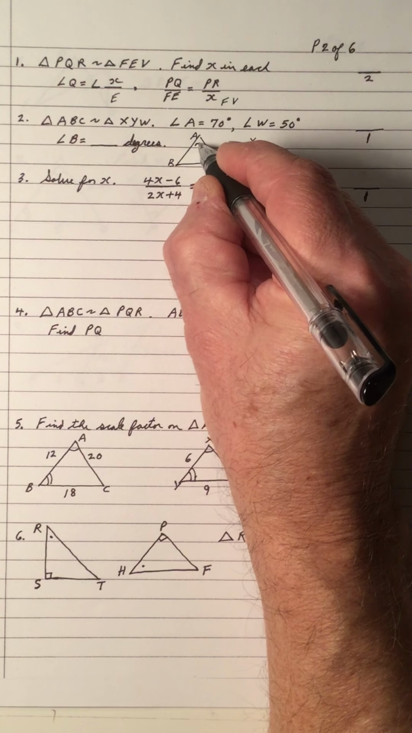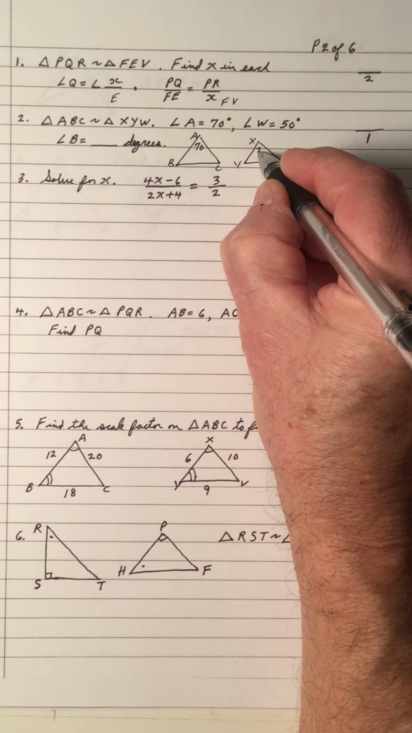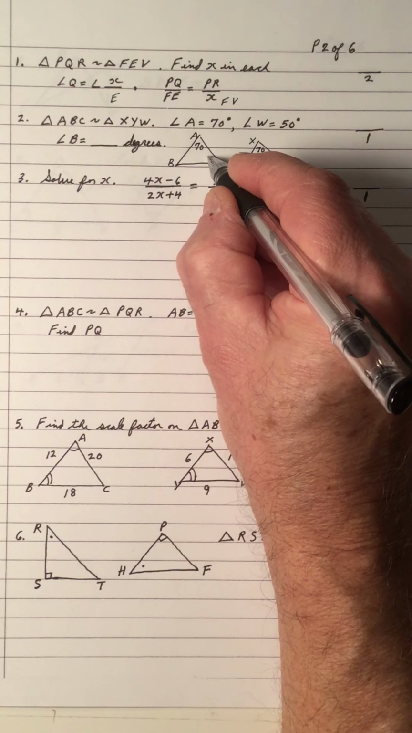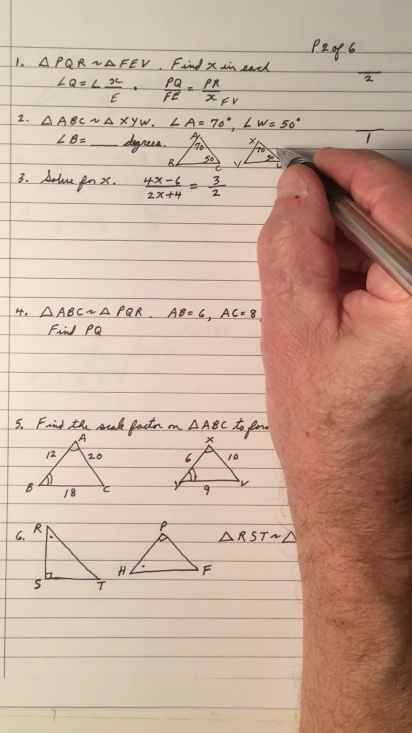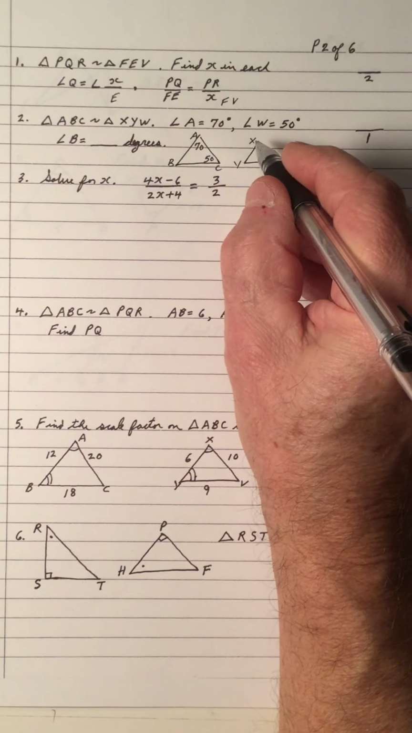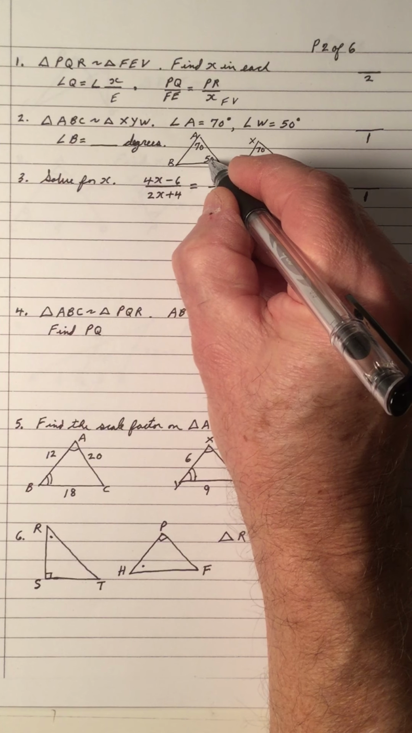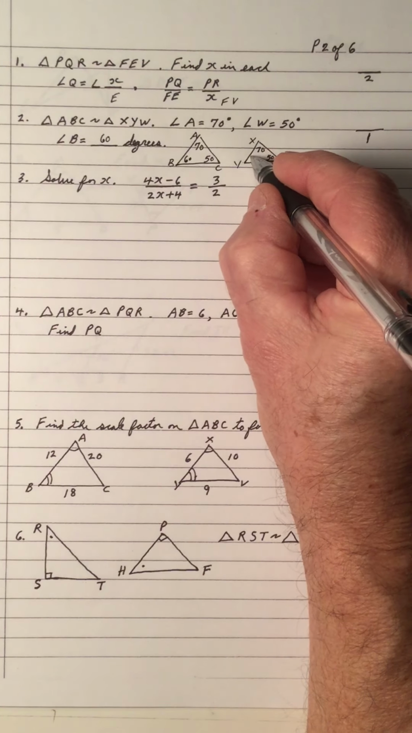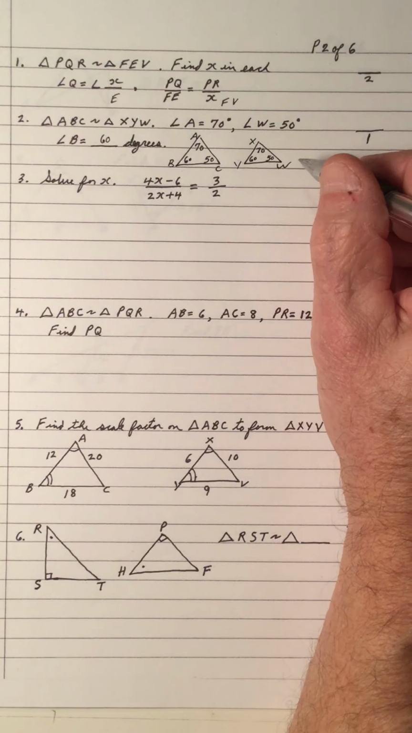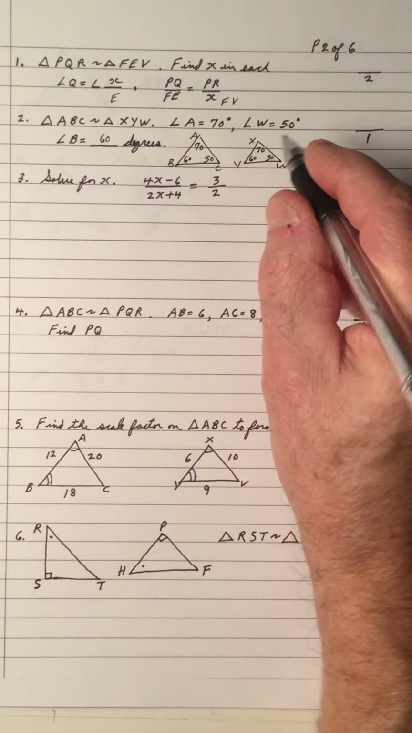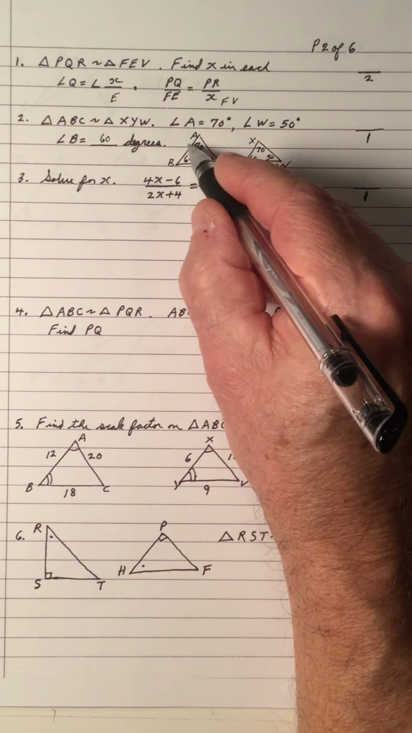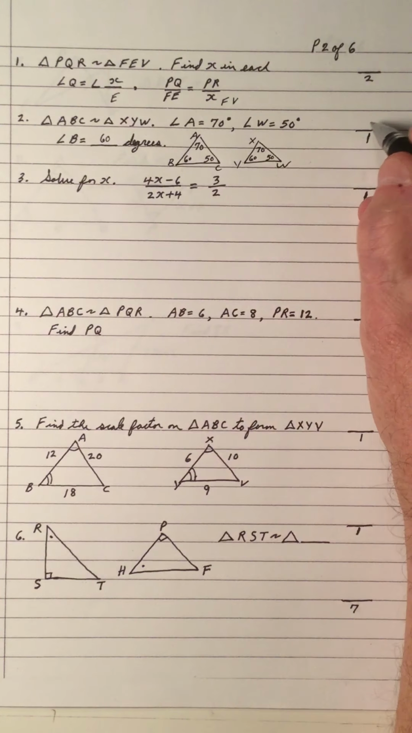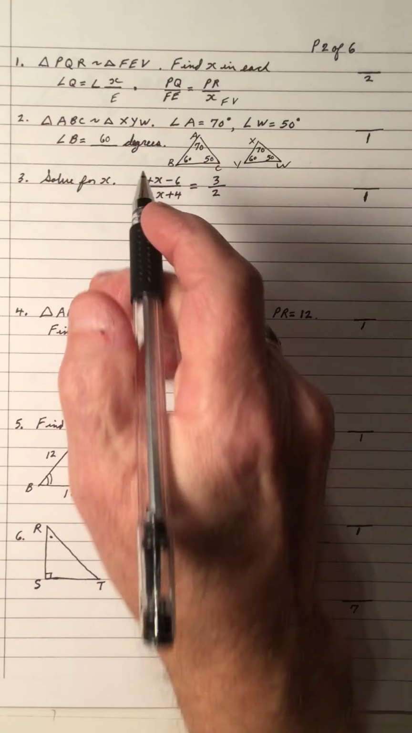If angle A is 70, that means that angle X is 70. If angle W is 50, that means that angle C is 50, because corresponding angles are equal. That means that 70 and 50 is 120, so that means B is 60. So 60 degrees, Y is 60. Because the interior angles of a triangle always add up to 180. 70, 50, and 60 is 180. Give yourself a mark.